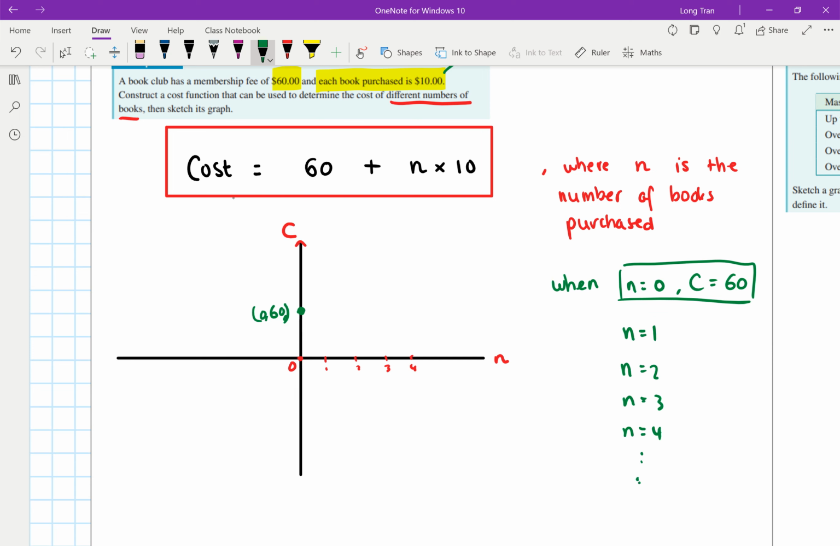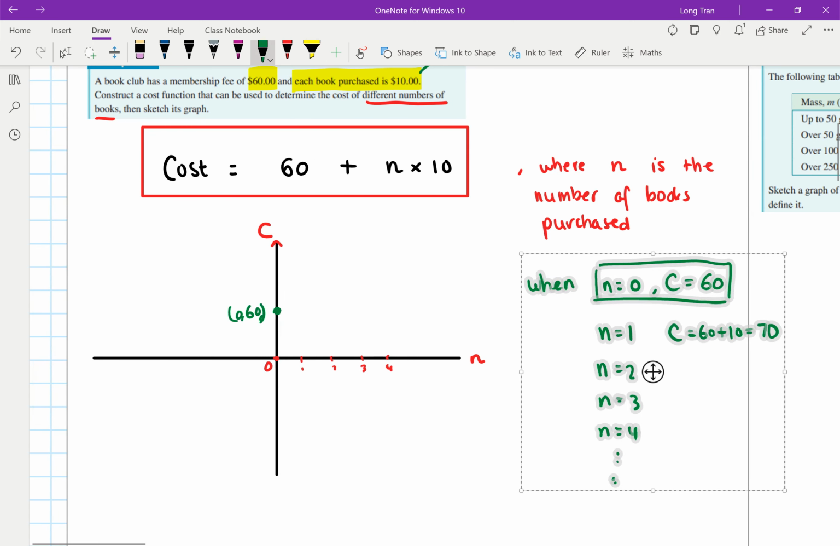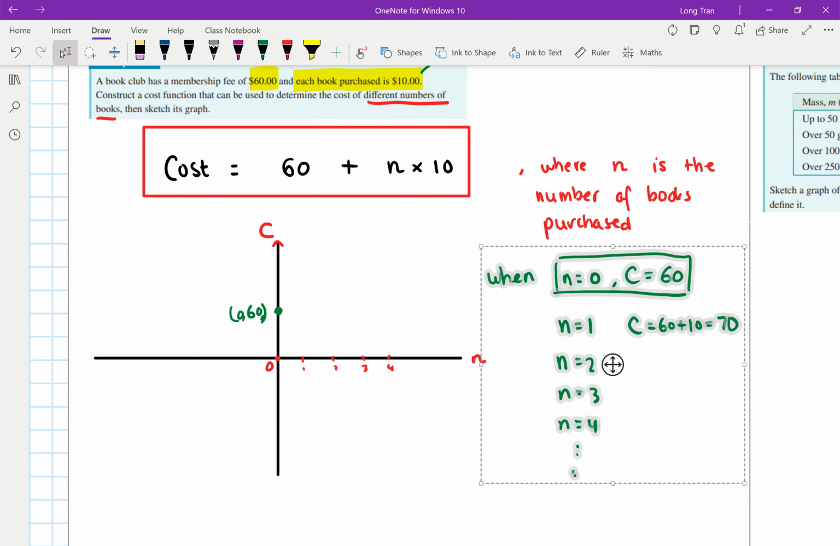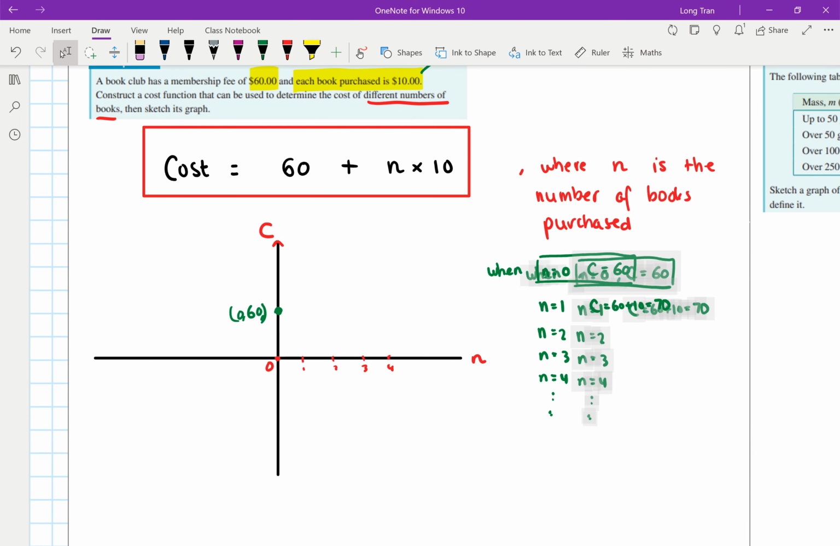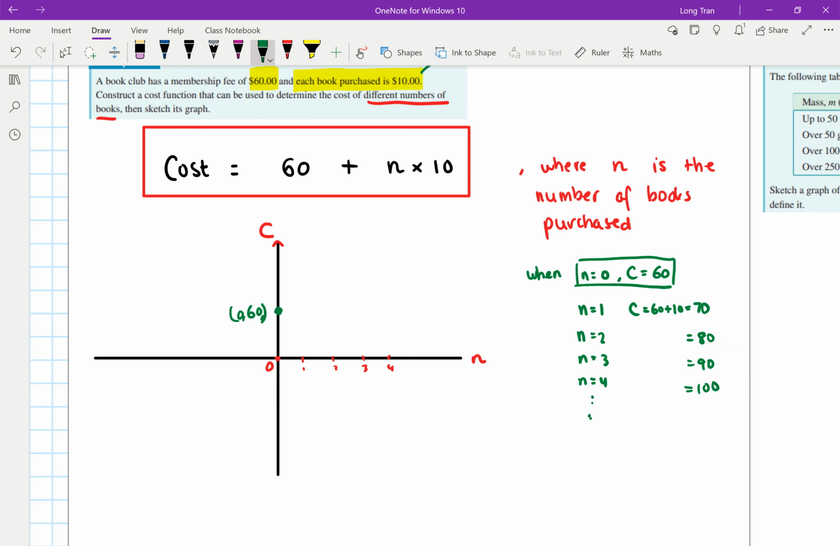But the cost would then be 60 plus $10, which gives you 70, right? So $70 if you bought 1 book. That's the total cost overall. I'm just going to make this a bit smaller if possible. There you go. The next one would then be 60 plus 20. So you can see that becomes 80, then 90, then 100, and onwards. So if that's 60, then say 70 is here, 80 is here, 90 is here. You'll find that they'll incrementally go up as I'm showing.